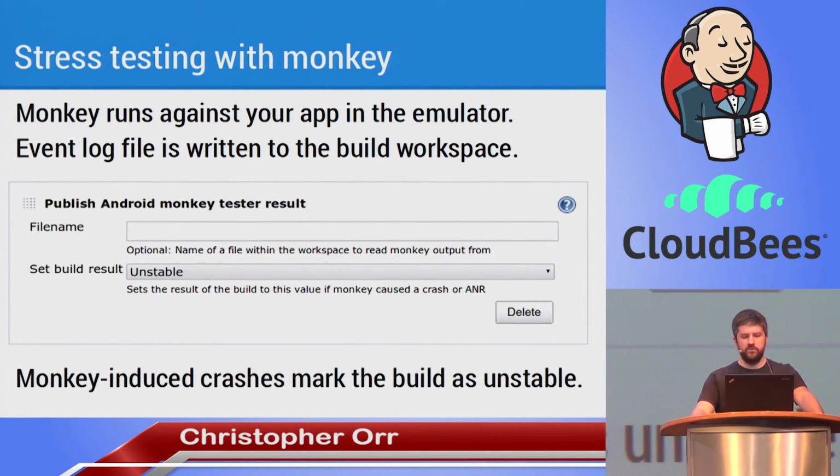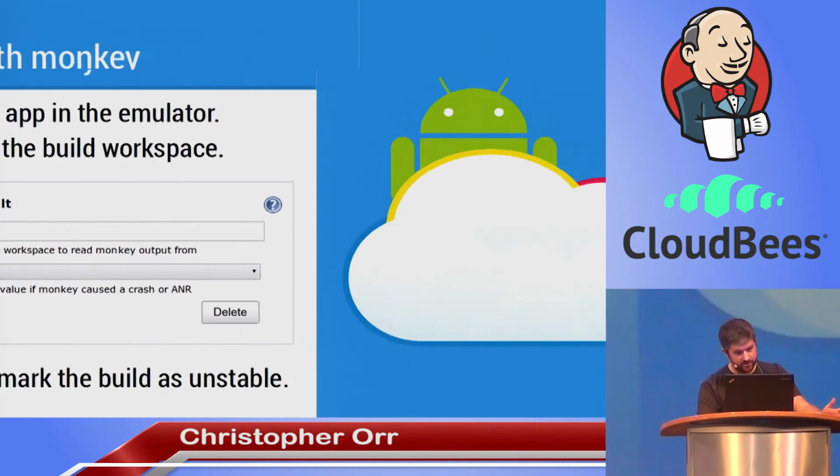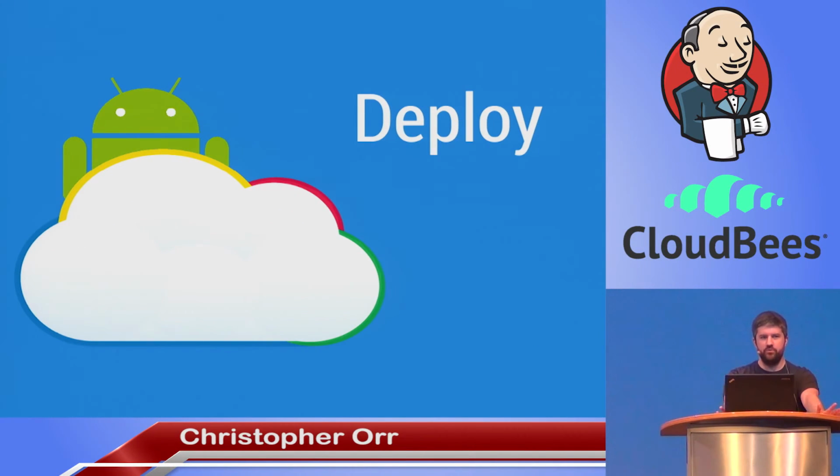Okay, so we have built an app, we've tested it, we've stress tested it, and we're pretty much ready for launch. So how do we actually go about getting the app into the hands of users, whether that's your QA department or just curious product managers, or maybe you have a list of beta testers or whatever.